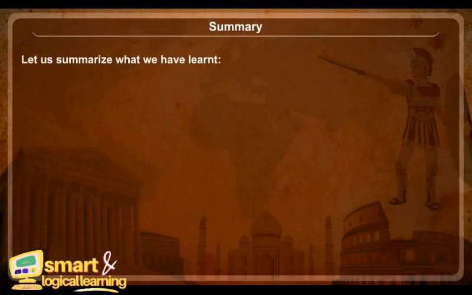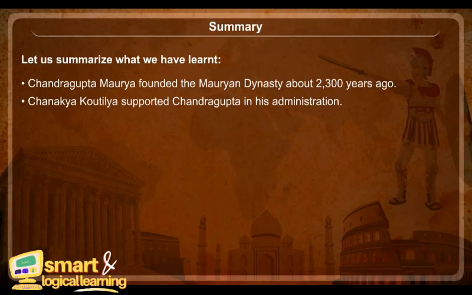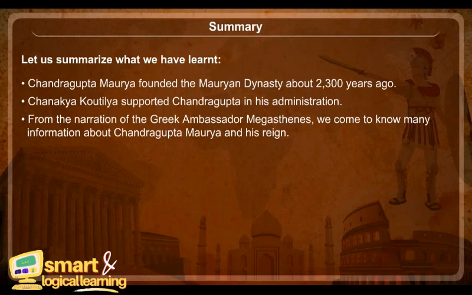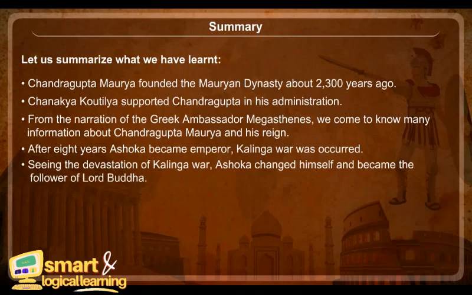Summary. Let us summarize what we have learned. Chandragupta Maurya founded the Mauryan dynasty about 2300 years ago. Chanakya Kautilya supported Chandragupta in his administration. From the narration of the Greek ambassador Megasthenes, we come to know much information about Chandragupta Maurya and his reign. After 8 years, Ashoka became emperor. Kalinga War occurred. Seeing the devastation of Kalinga War, Ashoka changed himself and became the follower of Lord Buddha.